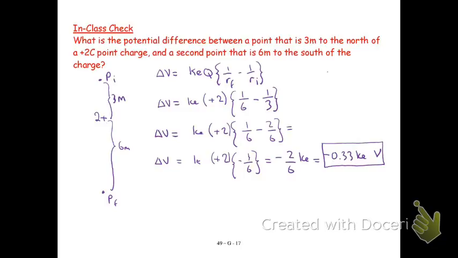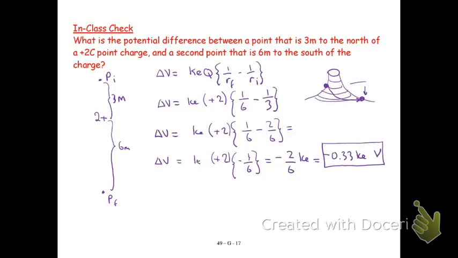Let's visualize. There's my mountain because it's a positive charge. I'm going from that point there, which is to the north, to that point there, which is the south. However I did it, notice I've gone down in height. I've gone down in potential.